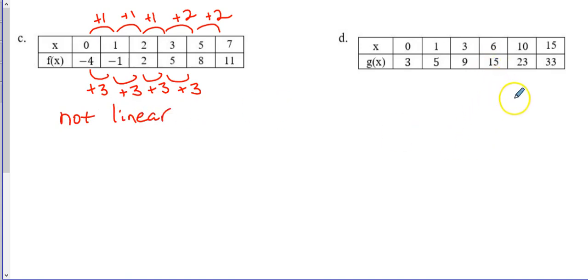This one over here though, I have, let's see, this is plus 1, plus 2, plus 3, plus 4, plus 5. Also what I see down here on the bottom is plus 2, plus 4, and these all double.